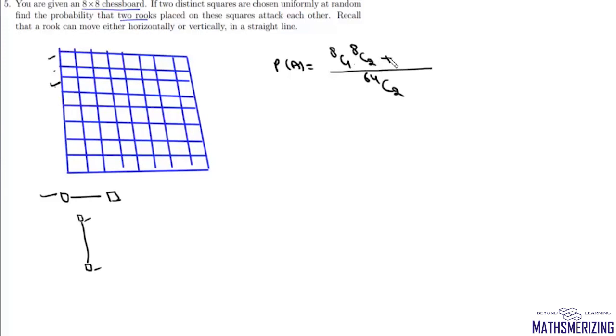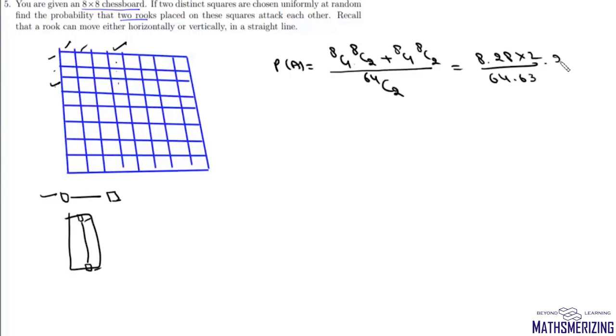Plus, we can also place these rooks vertically. Then we'll have to choose a vertical file. We have 8 vertical files, so from these 8, again we'll select any one. So it is 8C1, and again on this selected file, we can place these rooks on any two squares, and it can be done in 8C2 ways. Now 8C1 is 8, and 8C2 is 8 into 7 divided by 2, which is 28. So it will be 8 into 28 into 2, because both the values will be the same, upon 64 into 63 divided by 2.